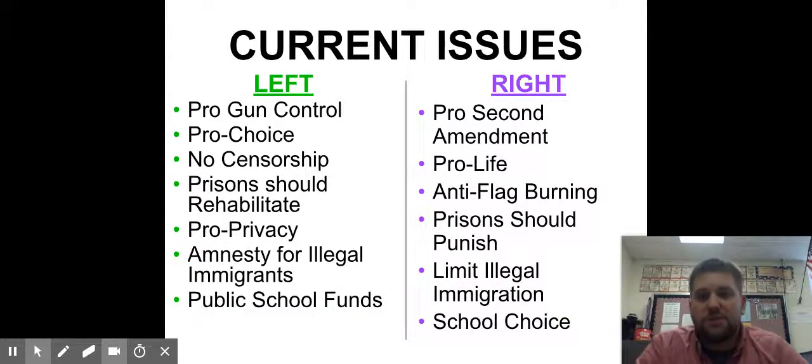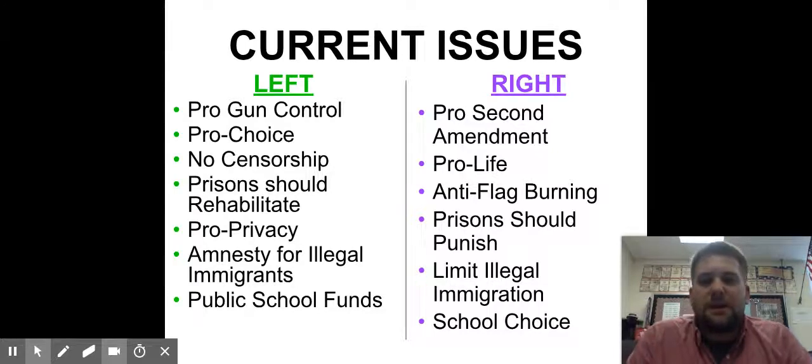So currently, what are some of the big issues and where do they fall? When it comes to gun issues, the left tends to be more for gun control, whereas the right side, or the conservatives, would be more pro-Second Amendment. When it comes to abortion, the right side would be pro-life, meaning that they believe life starts at conception and that abortion should be minimized or completely illegal in some cases. Whereas on the left, they're going to be more pro-choice, that it should be left up to the women to make their own decision about whether or not to have an abortion.